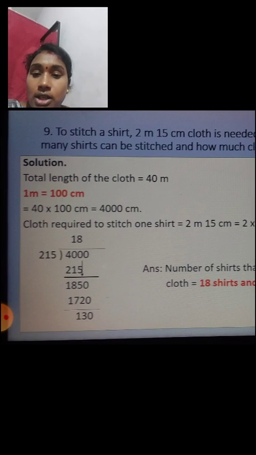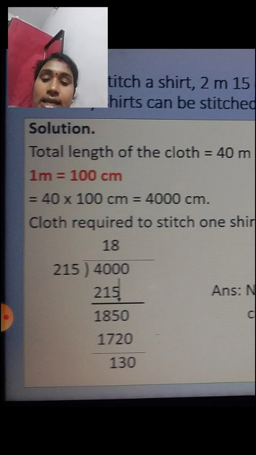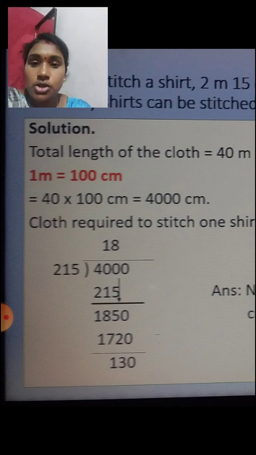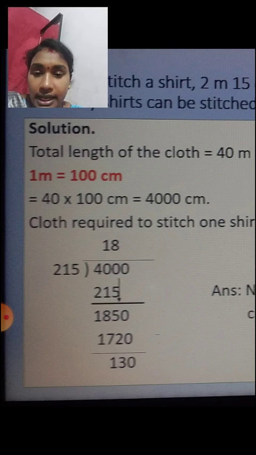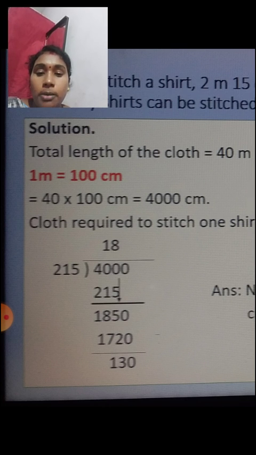Okay children, so you want me to explain this division part? Yes, let me explain it to you. When 4000 is divided by 215, first you have to take out the first three numbers of the dividend, right? So you take 400. When 400 is divided by 215, it goes in 1 time. So write 1 on the top and write 215 below.